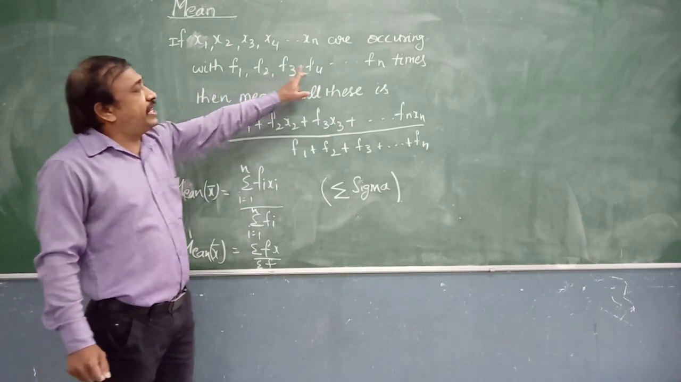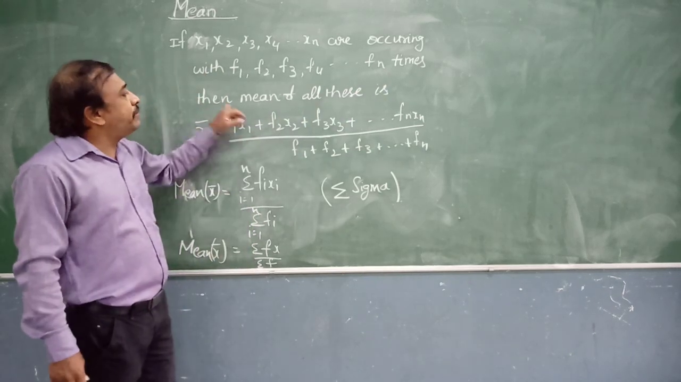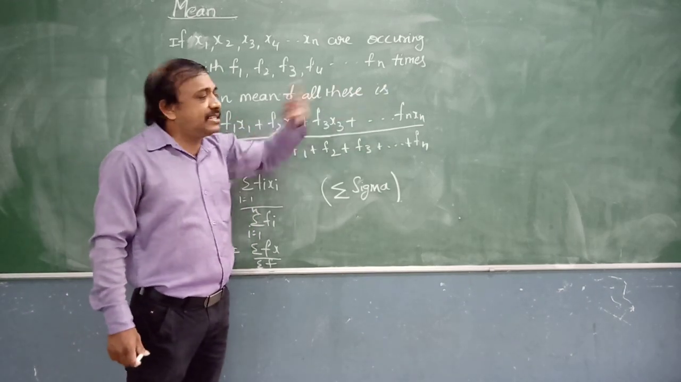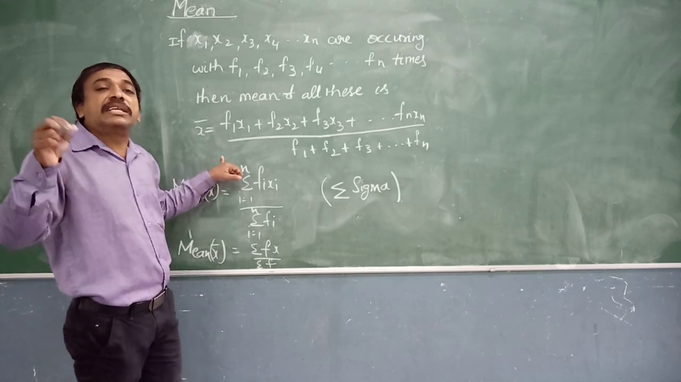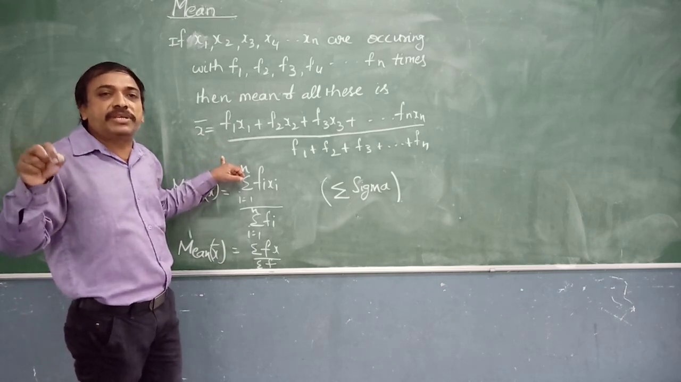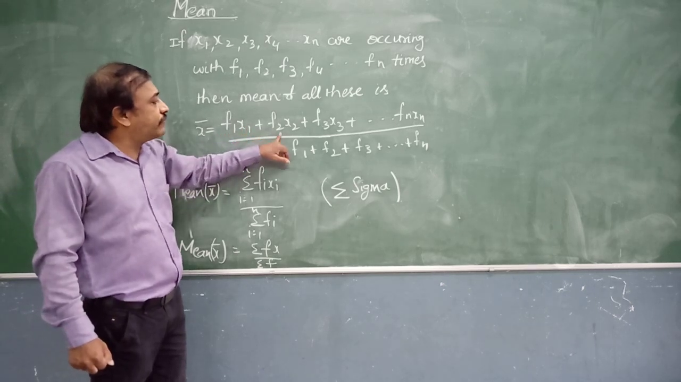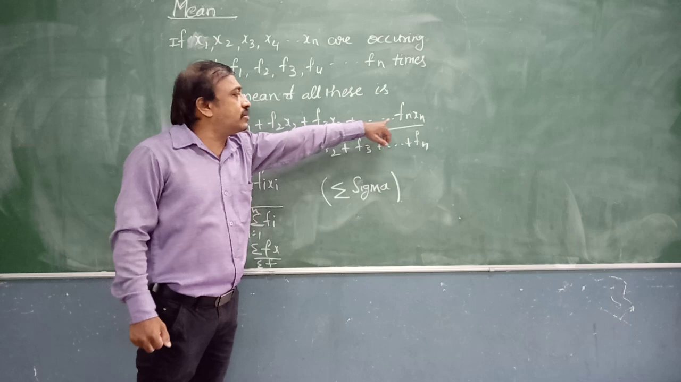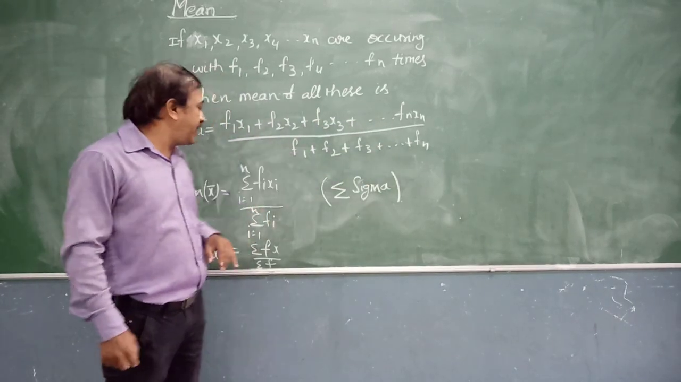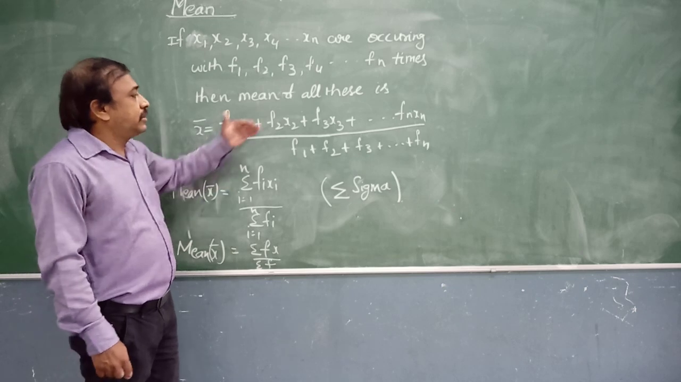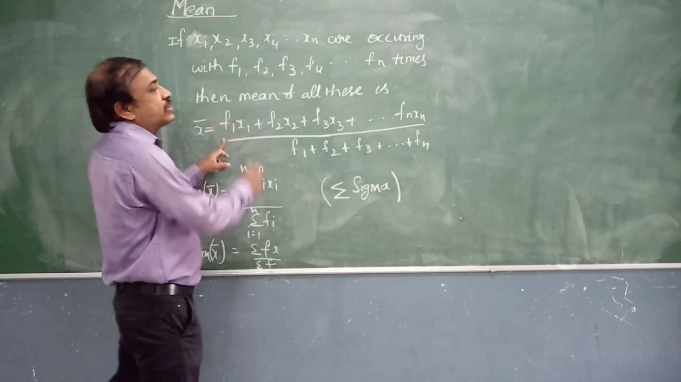Observe it: if x1, x2, x3, x4 and so on xn are occurring with f1, f2, f3, f4 and so on fn times, then the mean of all this, x bar, is equal to, as we know, the sum of the observations by the number of observations. Similarly, f1 x1 plus f2 x2 plus f3 x3 and so on, by f1 plus f2 plus f3 and so on fn. This is the formula. You see here, what is f1 x1?